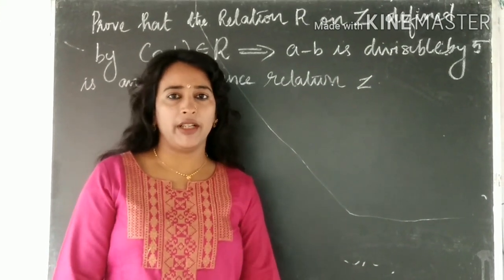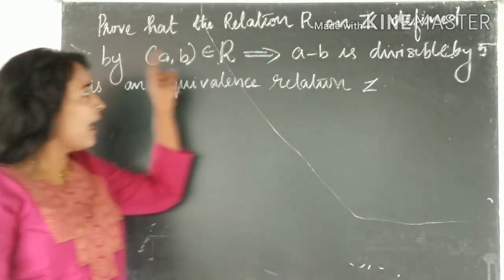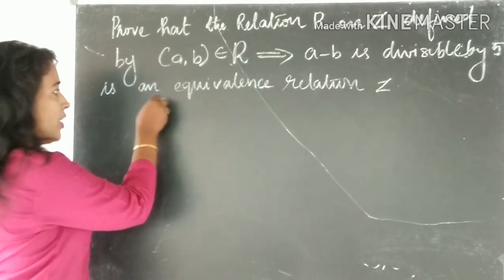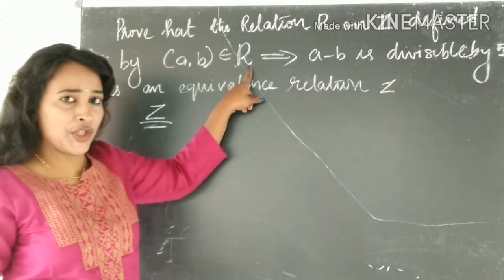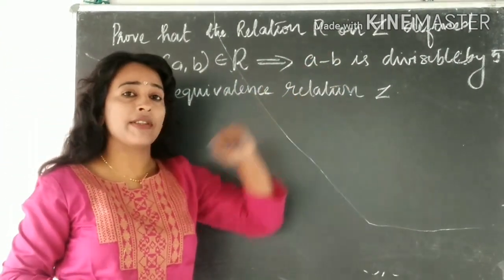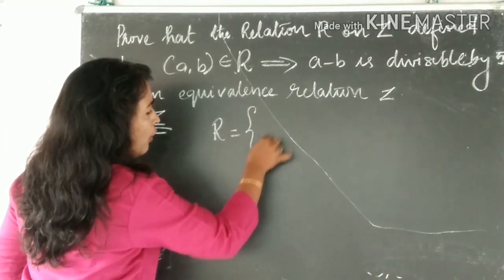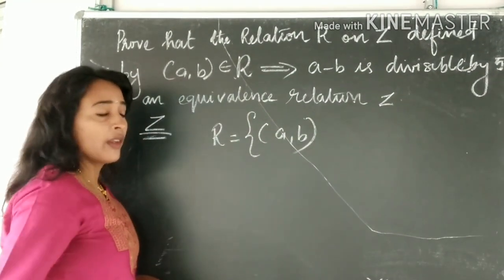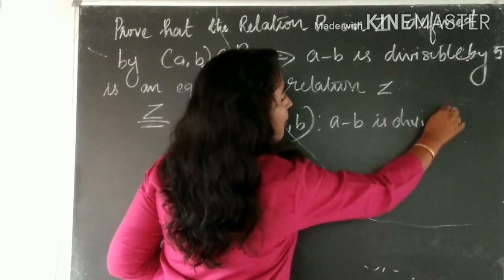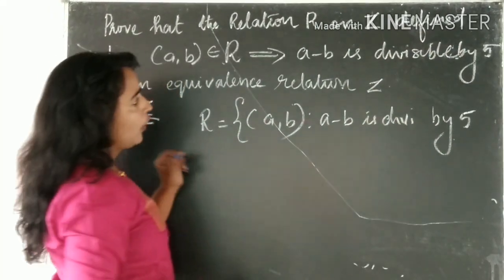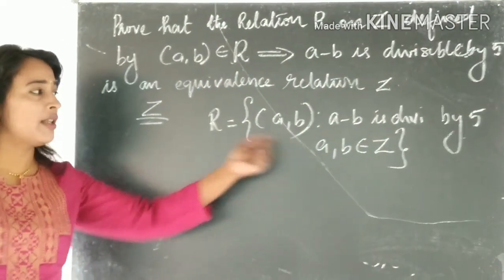Let us solve this problem now. We were given a set Z. Z means all the integers. And a relation is defined on this integer set Z. The ordered pair AB belongs to the relation if A minus B is divisible by 5. So let me write the relation first. The relation is the set of all ordered pairs AB such that A minus B is divisible by 5, for every A and B belonging to the set. We can define the relation in this way.